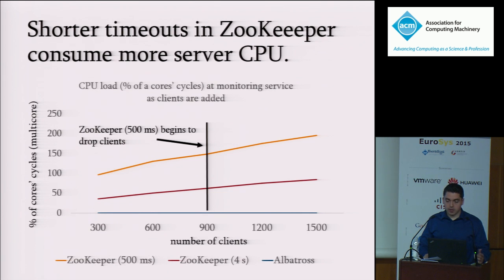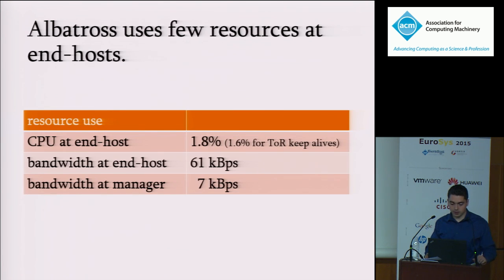This is by design because Albatross pushes all of this monitoring to the edge of the system. So how does Albatross's resource usage look in the system? Well, Albatross does use some amount of CPU at the end hosts. Most of this is for sending the keep alives to the top of rack switch. I'd like to emphasize that this CPU cost is shared across all processes at that end host. That is, this number isn't going to increase as we have more processes.